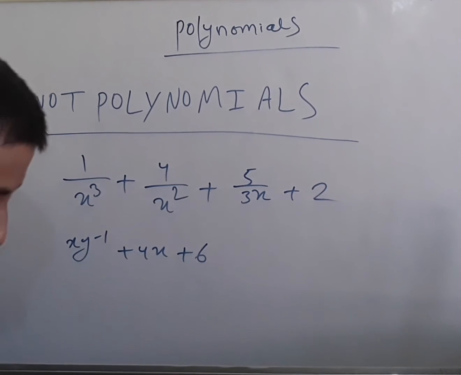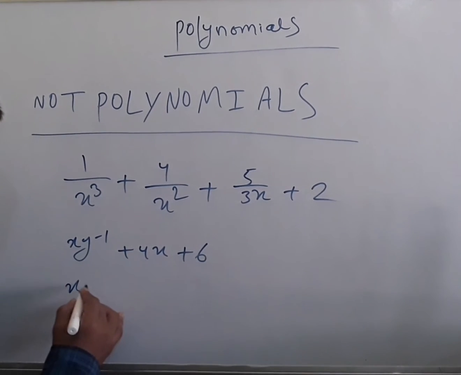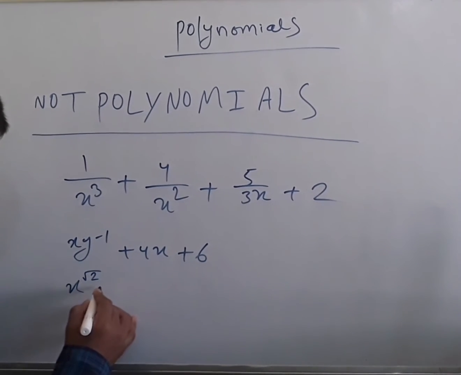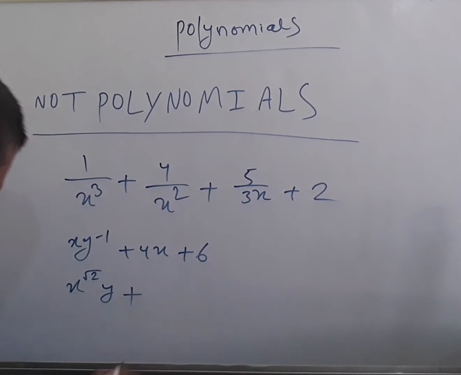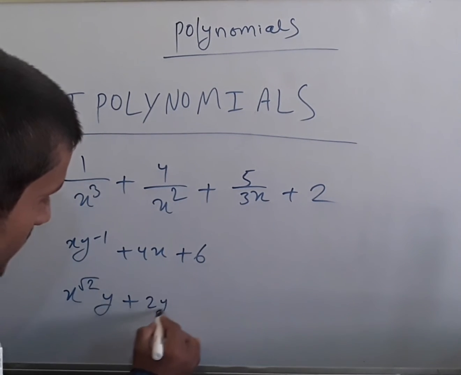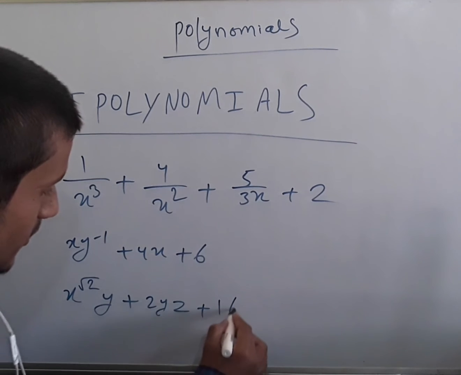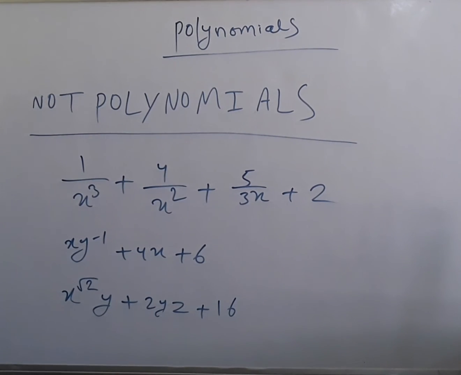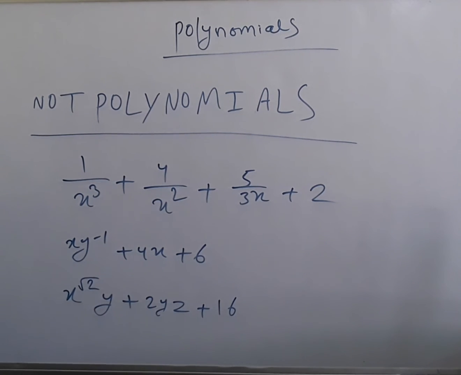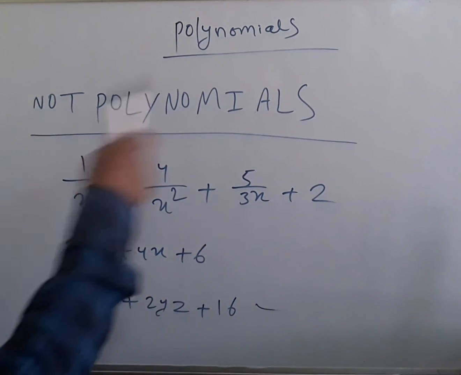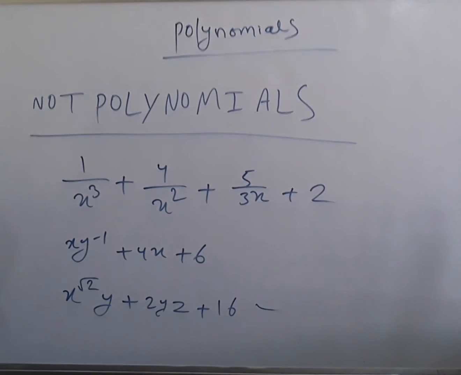Let me give you another example: x to the power root 2, say y, plus 2yz. Now, this again is not a polynomial. Why? Because, as you can see, this exponent is a fractional part in decimal. Root 2 comes out to be a decimal, and this is what makes it a non-polynomial.